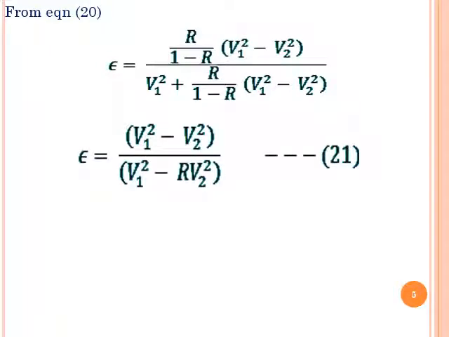After simplifying this expression we get the relation for the utilization factor as V1 square minus V2 square, to the ratio of V1 square minus R V2 square. That is the expression for the utilization factor for an axial flow turbine.